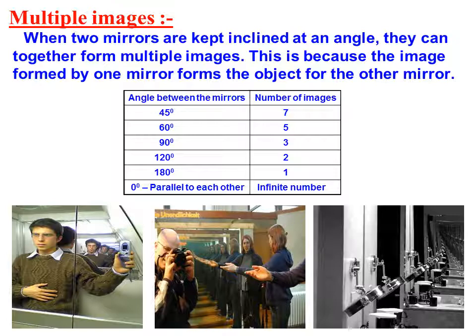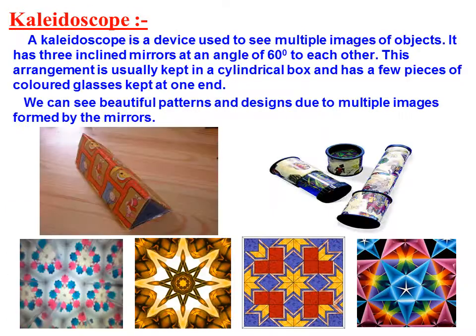Now let's move towards the kaleidoscope. So what do you mean by kaleidoscope? It is a device used to see multiple images of an object. It has 3 inclined mirrors at an angle of 60 degree to each other. This arrangement is usually kept in a cylindrical box, in a round box, and has a few pieces of colored glass kept at one end.